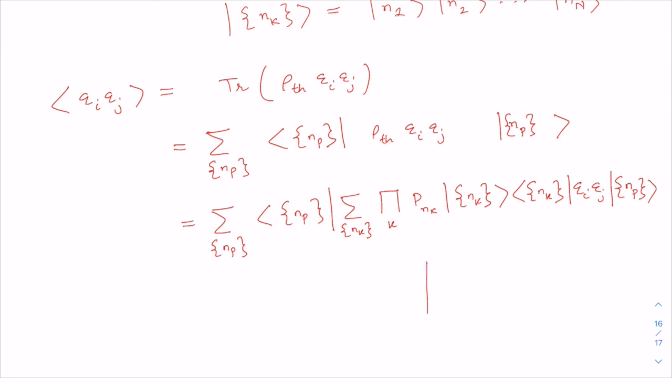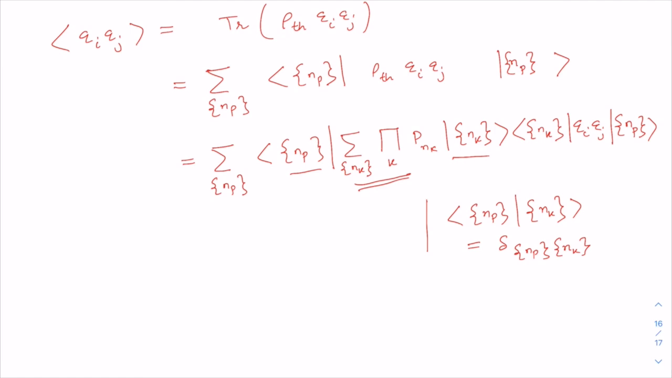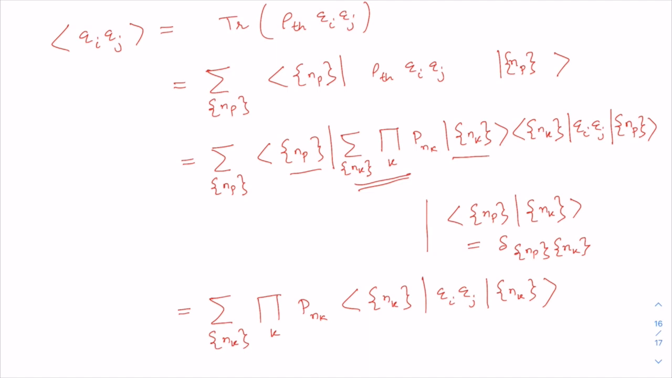Now we can use the fact that the scalar product of n_p and n_k, which we can take outside, would be equal to delta n_p n_k. That is the Kronecker delta, and you can use the property of this Kronecker delta. Then we can write the final expression: the sum over n_k, then we have p_{n_k} here, then this would be the bra n_k, q_i q_j, ket n_k. Okay, so we'll now build up things from here in the next class.